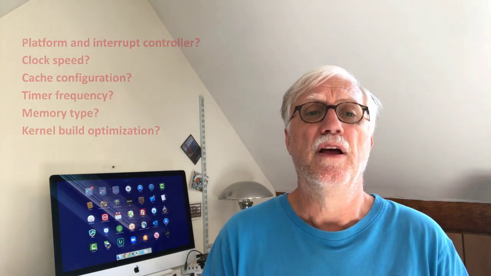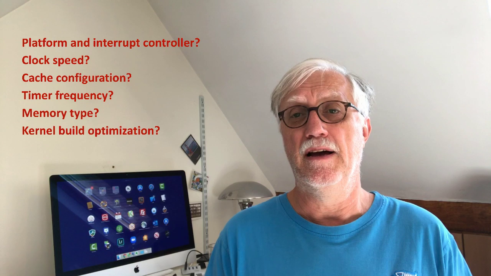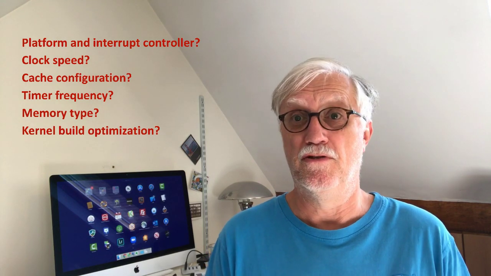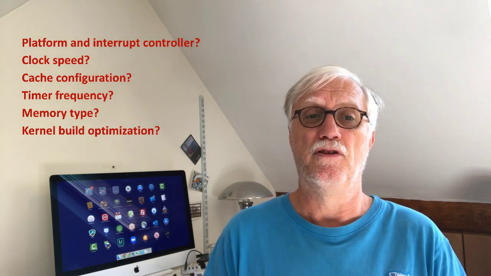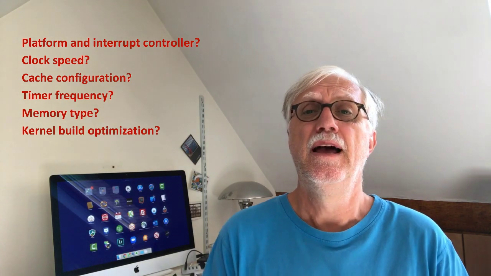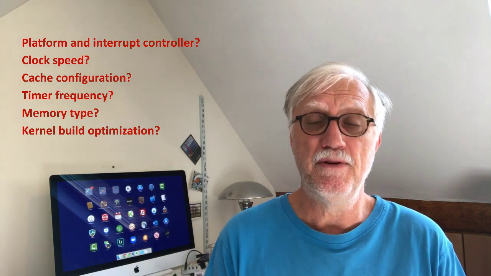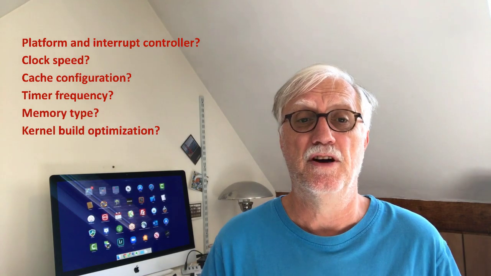Now, if you look at these numbers on the data sheets from real-time operating system vendors, you'll see some numbers, and those numbers may well be useful, but you need to know a lot about the way they were measured. There's a whole bunch of things that you need to make sure are consistent. For example, you need to know what platform the code was executing on, what interrupt control was in use for that matter. You need to know the clock speed, the cache configuration, if there was a timer, what frequency, because that will affect the performance of the RTOS as a whole.